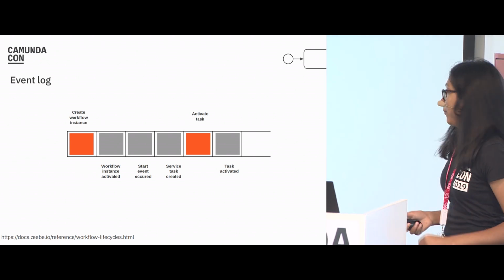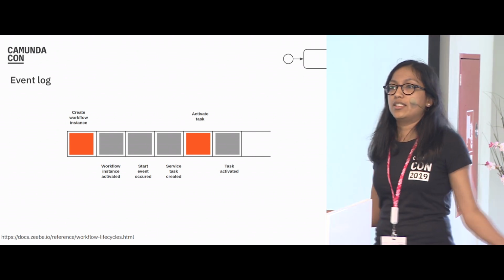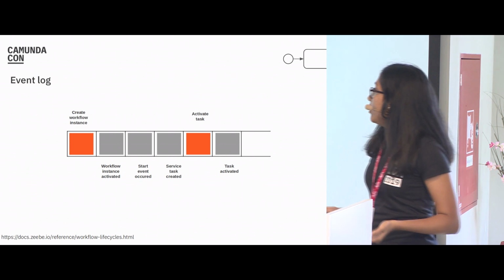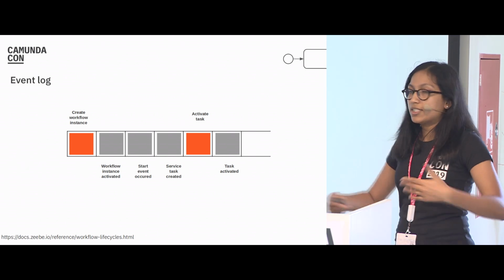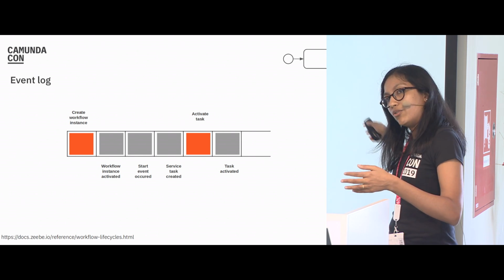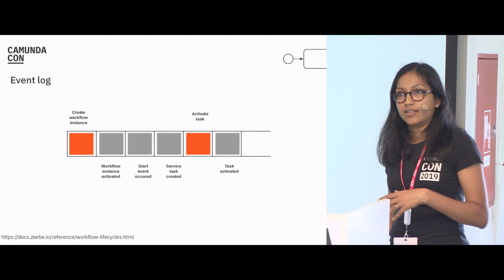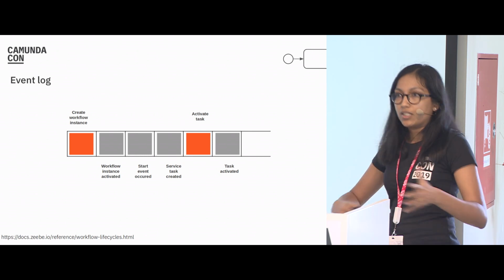This is what's happening. There are several advantages to having such an event log. For example, if the system crashes and restarts, you can just rebuild the state by going through all the events. So you don't have to worry about partially written transactions or partial commits or anything.